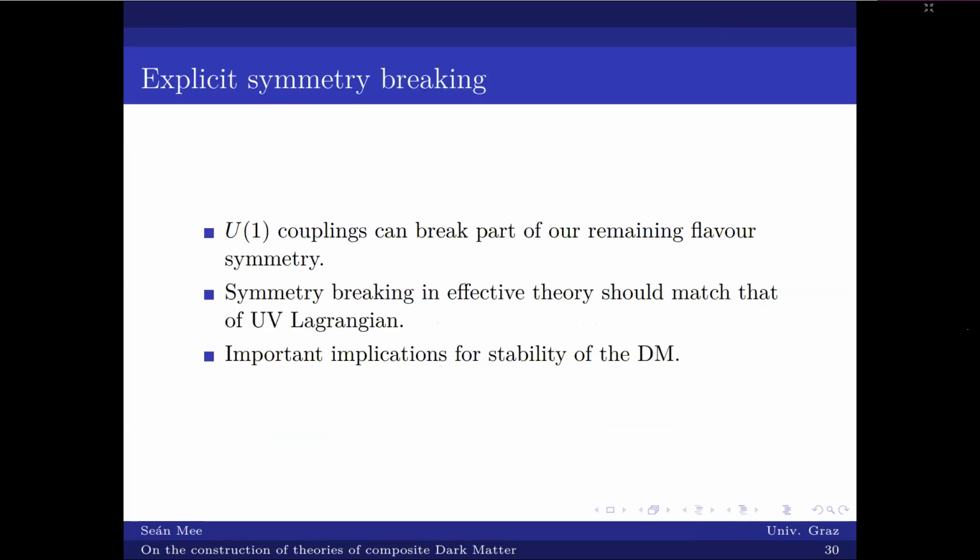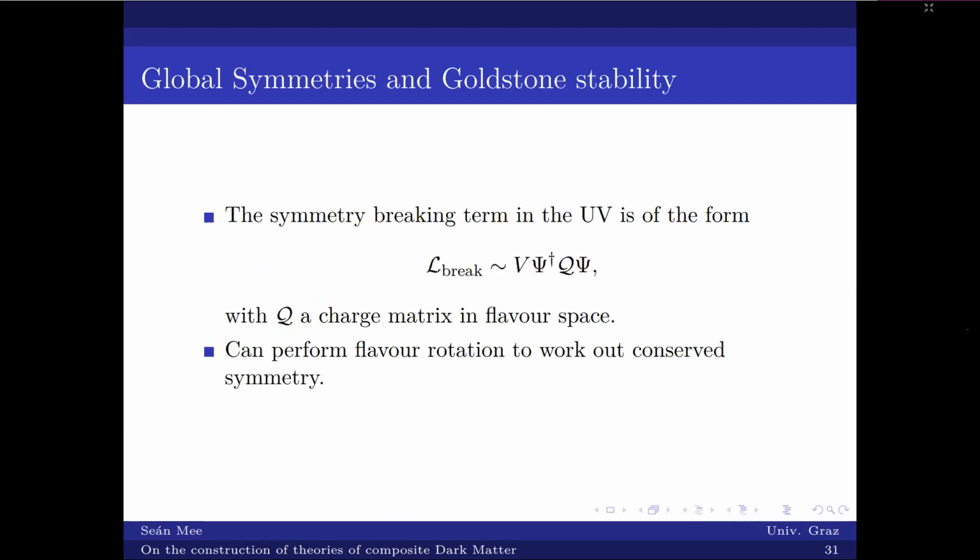So yeah, you're right to say that in the presence of these sorts of couplings, we actually add a source of explicit symmetry breaking to our theory, right? We know that the symmetry breaking in the effective theory should match that of the UV Lagrangian, which can have important implications for the stability of the DM. So you're very good to point it out, but I'll show you why it's not the case for this theory. Symmetry breaking is sourced by terms like this in our UV Lagrangian, where this is the 4-component vector of Weyl spinors that I introduced earlier, and Q is a charge matrix in flavour space.